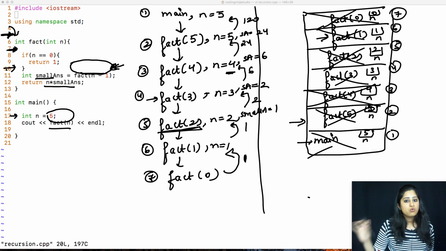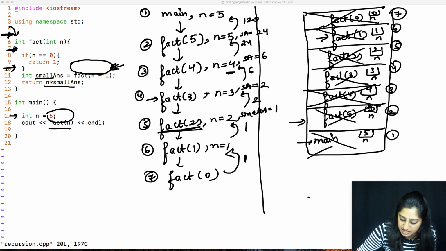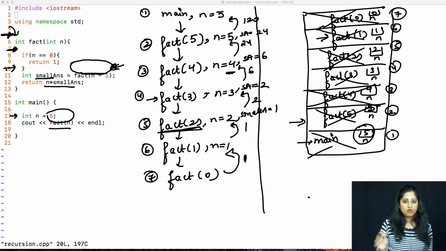They have their own variables. That means the variable n, which takes 4 bytes, is actually local to main. Similarly, factorial 5 will have its own n, that is taking some storage. Factorial 4 will have its own n, 3 will have its own n, and so on. So different n values, different small answer values for different functions. It's just that the function that we are calling ends up being the same, but that doesn't mean that everything is happening there. These are separate function calls.